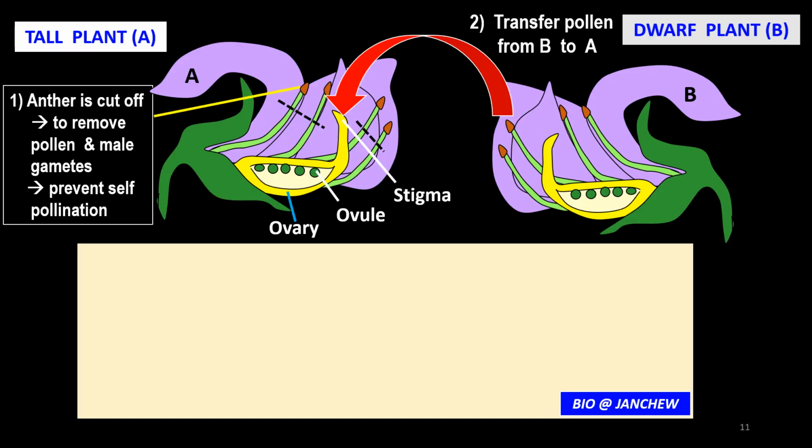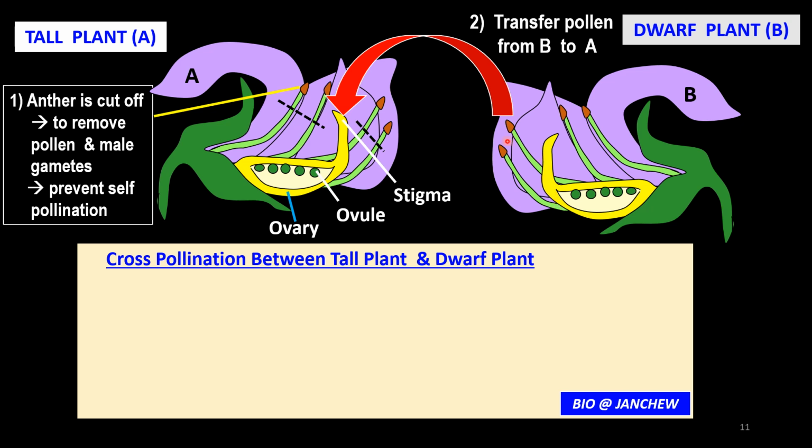Now, how do we carry out a cross between the tall plant and dwarf plant? What did Mendel do? So to carry out a cross between a tall plant and dwarf plant, or two plants of contrasting traits, we must carry out cross-pollination between the tall plant and the dwarf plant. Meaning we take the pollen grains from the dwarf plant and put it on the stigma of the tall plant. So before doing that, first of all, the anthers are removed from the tall plant. They are cut off.